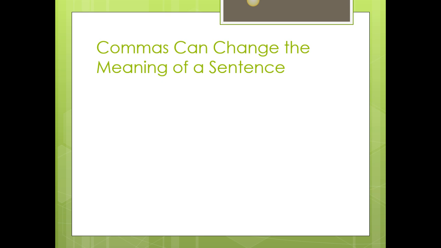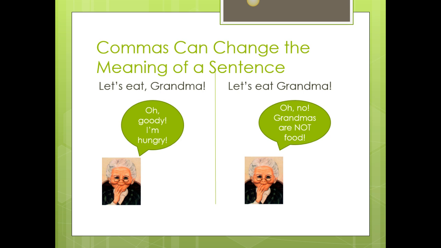Commas can also change the meaning of a sentence. Take, for example, these two sentences: "Let's eat, Grandma" or "Let's eat Grandma." In the example on the left, you can see the use of the comma is a good thing because we're calling Grandma to dinner. We're asking her if she wants to eat. In the sentence on the right, it looks like Grandma is about to be served for lunch. So it's important to remember that if you use a comma, it can change the meaning of a sentence.